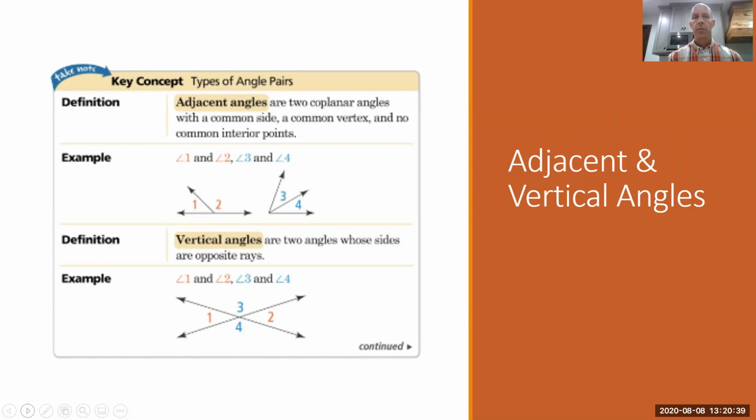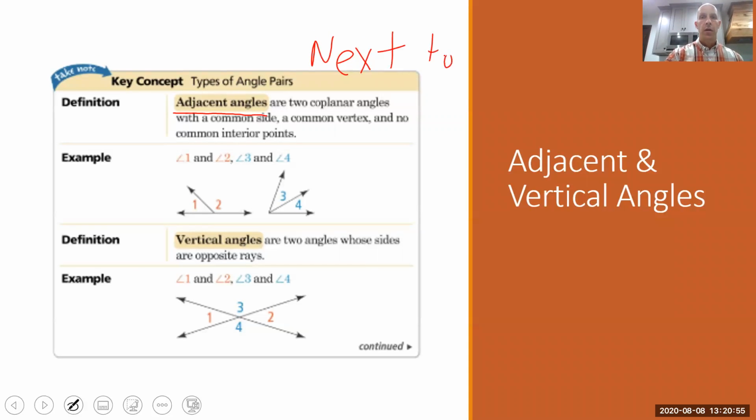So our first two terms are adjacent angles and vertical angles. Adjacent angles, the word adjacent means next to or beside. So adjacent angles is just two angles that are next to each other. Now, technically, the definition is that it's two coplanar angles with a common side, a common vertex, and no common interior points. So, for example, you could see that angle 1 here and angle 2, those are called adjacent angles.